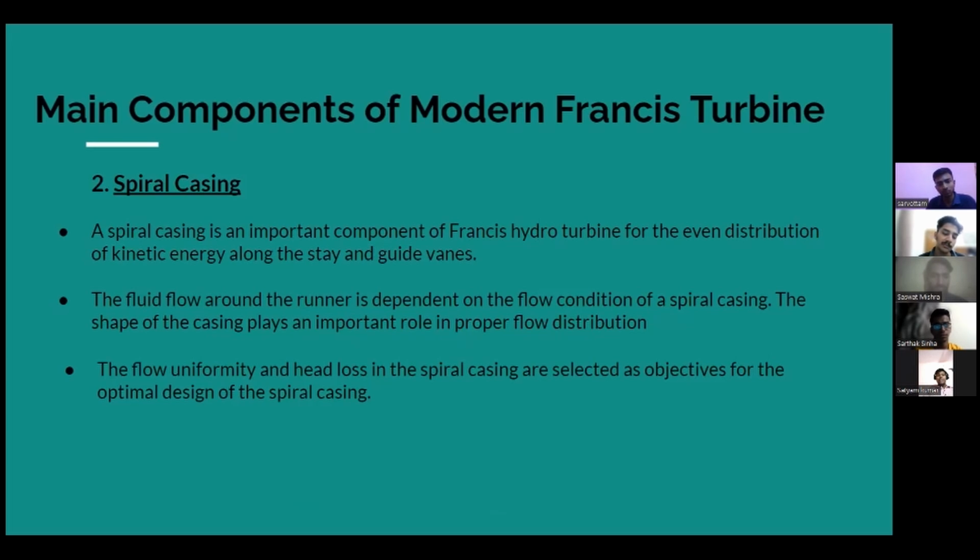Along the stay and guide vanes, the fluid flow around the runner is dependent on the flow condition of the spiral casing. The shape of the casing plays an important role in proper flow distribution. The spiral casing is an important component of the Francis hydro turbine for the even distribution of kinetic energy along the stay and guide vanes.